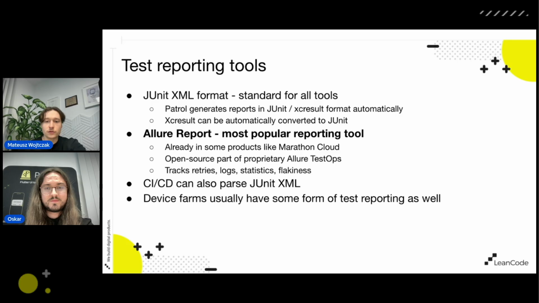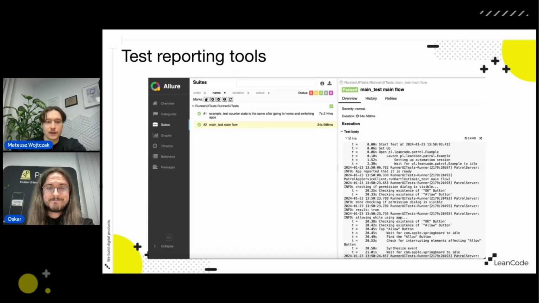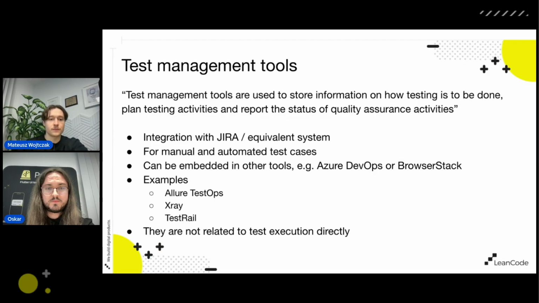So if you want to have your local farm or local orchestration or local reporting, Allure Report is probably your best friend. And usually device farms have some form of test reporting, either Allure or their own or some other tool. But usually device farms are these huge tools that have everything inside. This is how the Allure Report looks. As you can see, on the left side you have some test suite. On the right side, some test details, some graphs and timelines.